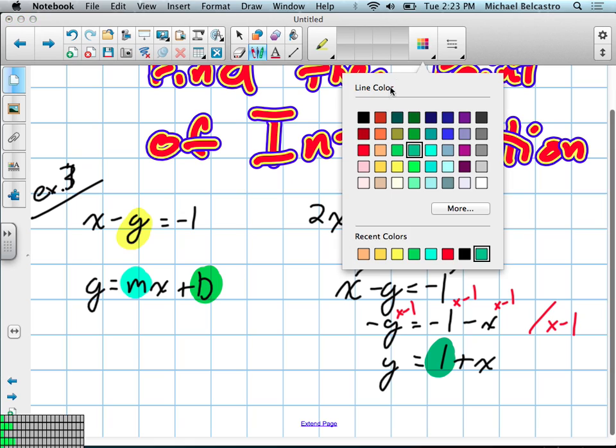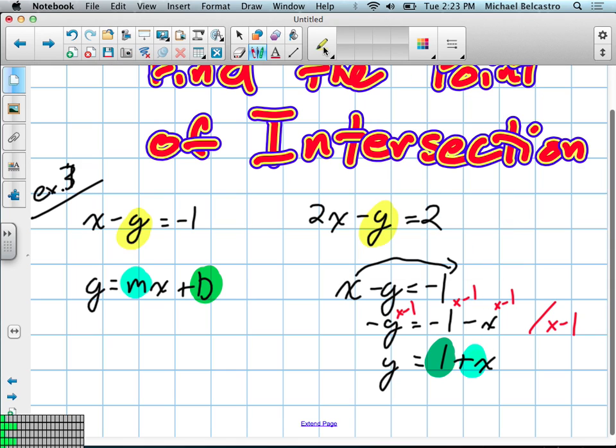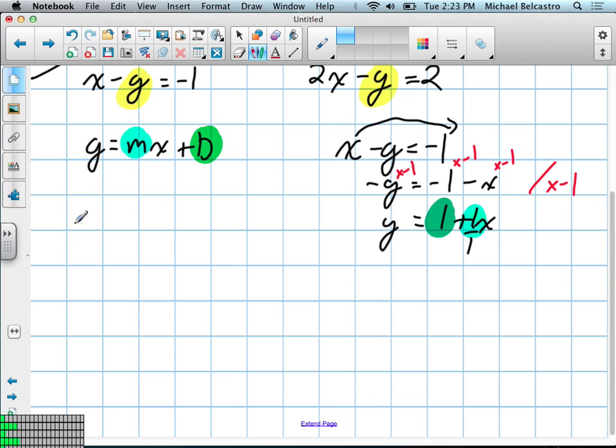What will be our slope? X, or what number is technically in front of x? 1. Okay? There's technically the term 1 in front of that. So think of it like 1 over 1. Our other expression is 2x minus y equals 2.